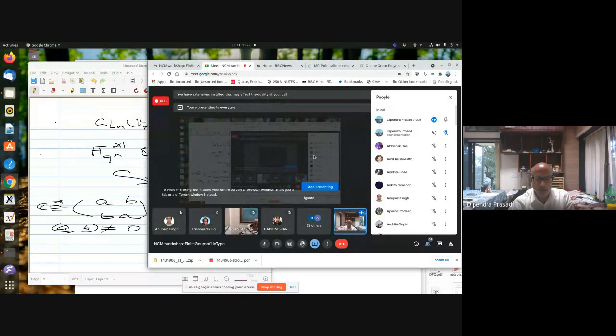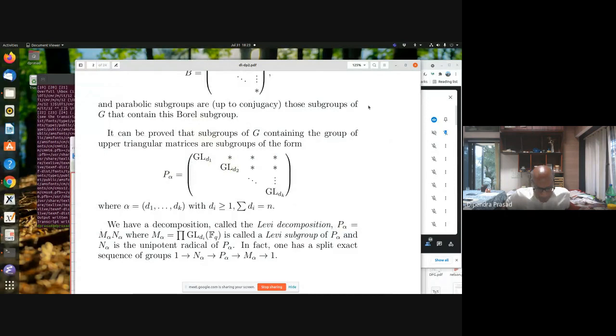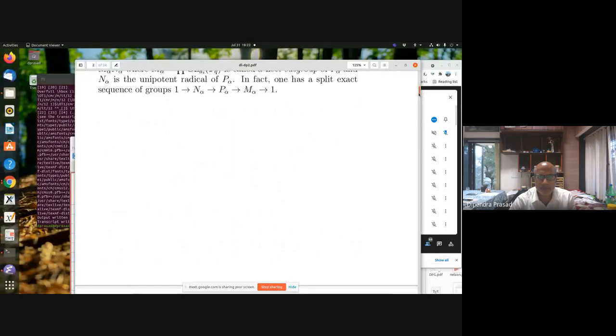Okay, sir. In some sense, for each field extension, the torus of invertible elements sits inside GL_n, as an abelian subgroup. Okay, so.